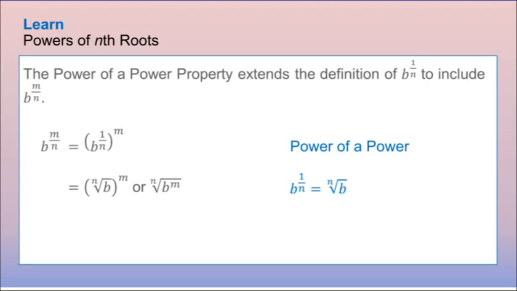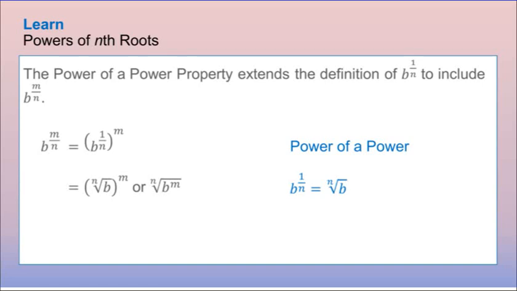Next, the power of n roots. The power of a power property extends the definition of b to the 1/n power to include b to the m divided by n power. So b to the m divided by n means b to the 1/n raised to the m power. That means raising a power to a power. When you raise a power to a power, you're multiplying your exponents. So m times 1 over n is m divided by n.